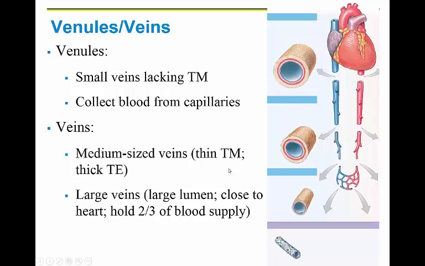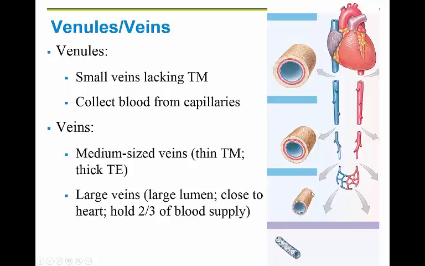Venules, veins. Venules, again, are small veins. They can lack the tunica media. Very small. They collect blood from the capillaries. Okay. The veins are medium-sized to large-sized veins, and so that's just the next direction. So blood will be returned through the capillary bed back up to the venules and then to the veins.